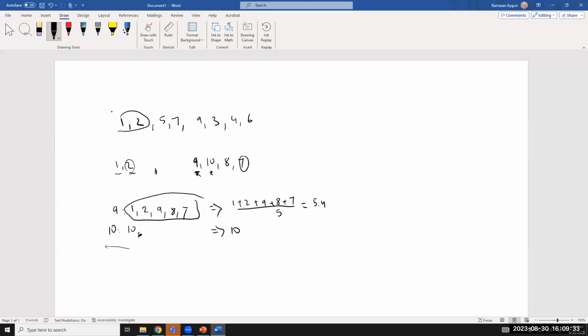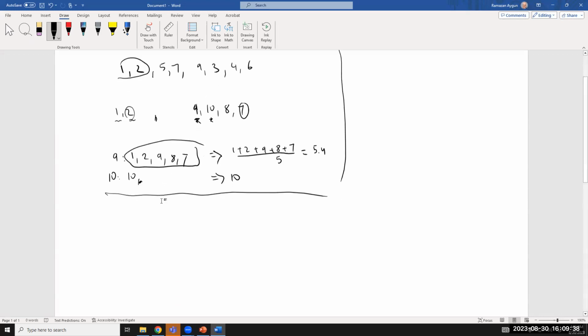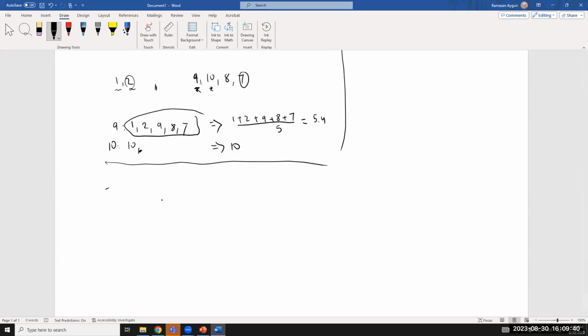Again, I am going to reassign all data points now. So I have two centers, 5.4 and 10. I'm going to check, is 1 close to 5.4 or 10? 2, 5.4. 9 goes to here, 10 will go to here, 8 will go to here, 7.